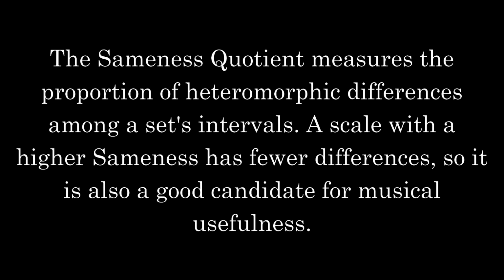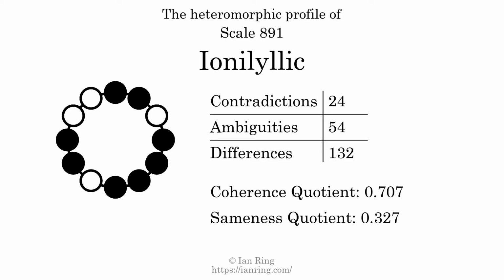The sameness quotient measures the proportion of heteromorphic differences among a set's intervals. A scale with a higher sameness has fewer differences, so it is also a good candidate for musical usefulness. The sameness quotient is 0.327.